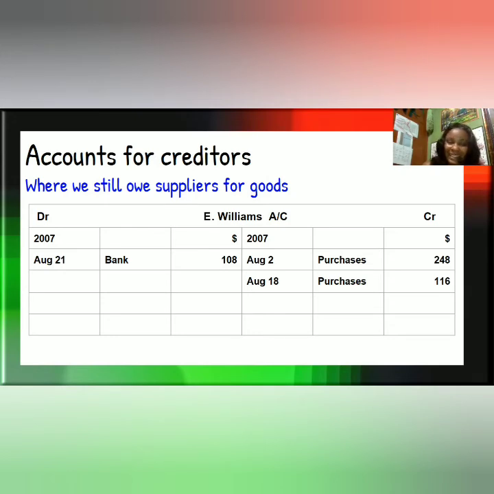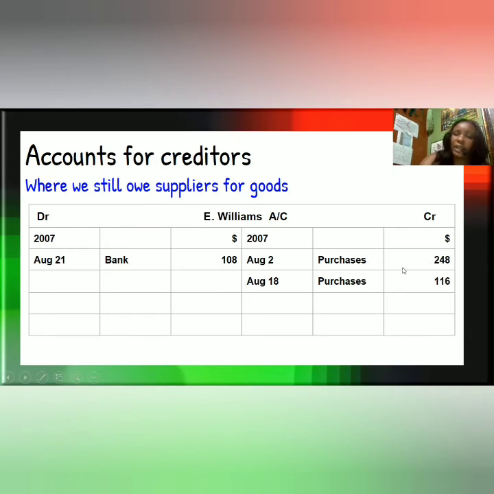Awesome. It means that on August 21, we paid E. Williams 108. By what? Cash or check? By check, because we have the bank signal right here. So it's on his debit side because the money is going into E. Williams' bank account. So now we're going to balance off this particular account.